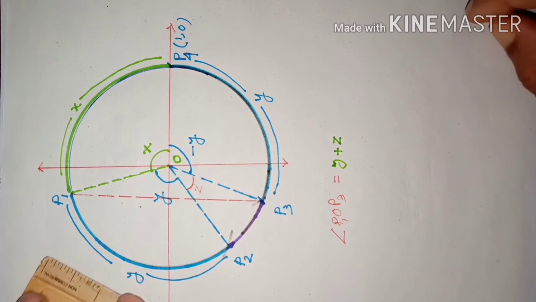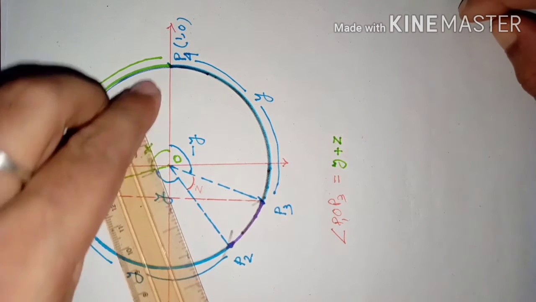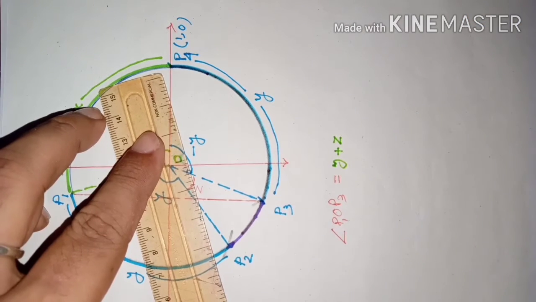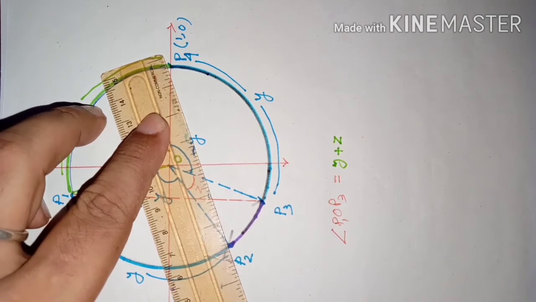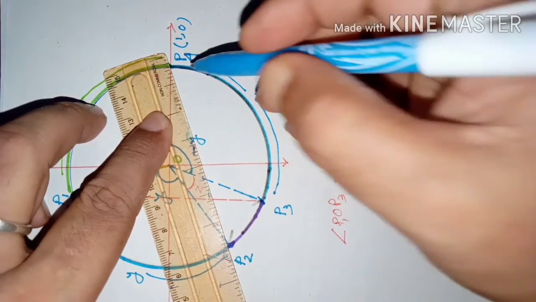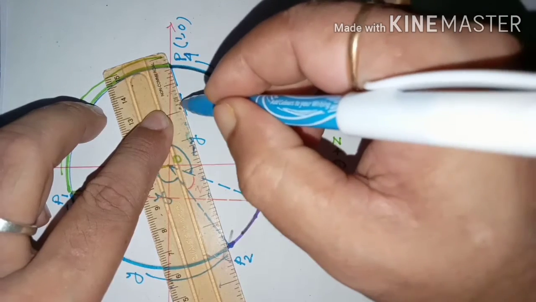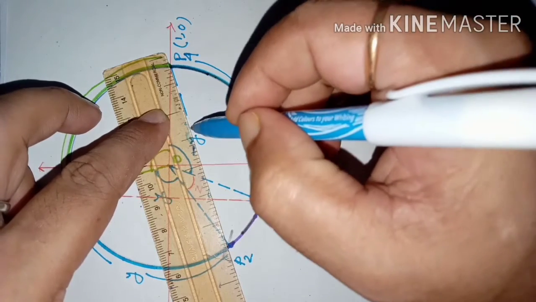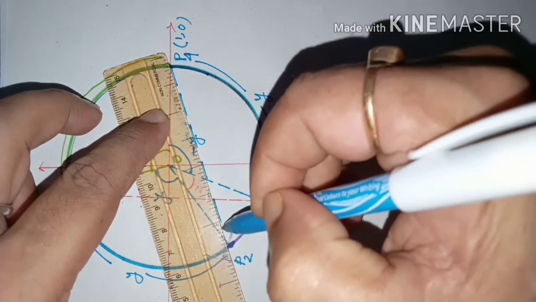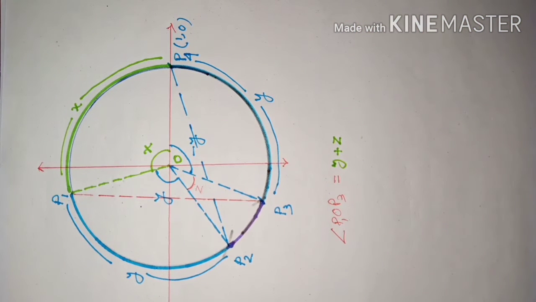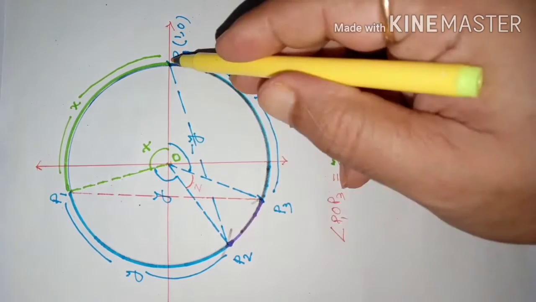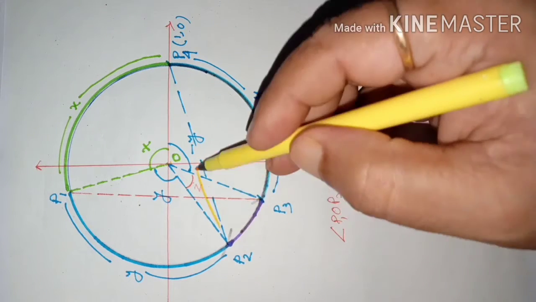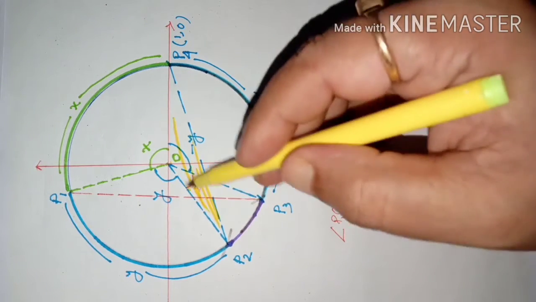Now if I join this point P2 with P4, then I will get a triangle here also. That triangle will be just like this. As you see here, if I join P4 with P2, then one triangle I am getting here. You can very clearly see that triangle is P2 O P4. I am shading it with a yellow color, just try to recognize that triangle.